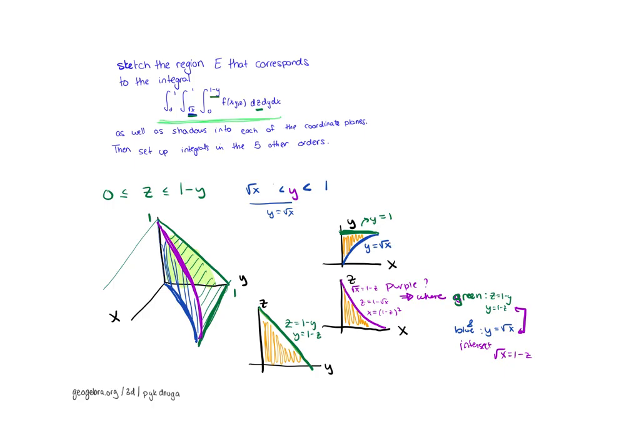And so we took that, we said z went from 0 to 1 minus y, and y went from root x to 1. And so we were able to draw this surface. I'm going to highlight some of the things so I can talk about them. I've got this blue piece of the wall there. It's kind of curved. That came from y equals square root of x.